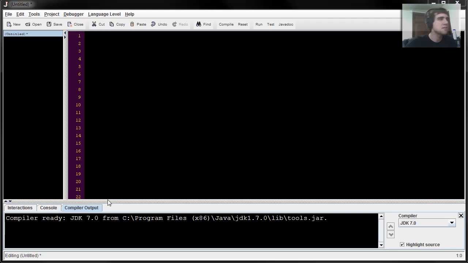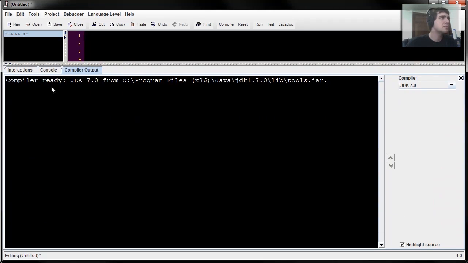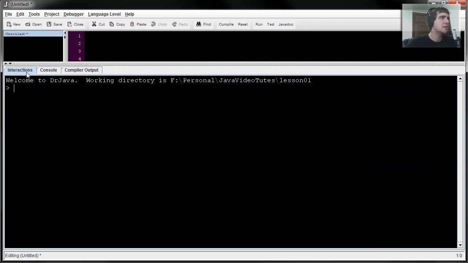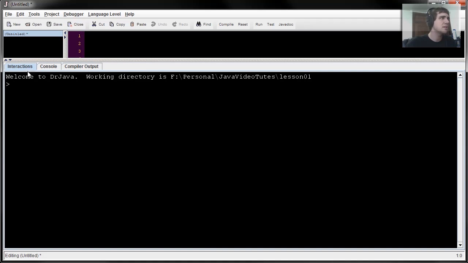And this is going to be a relatively short lesson, and one of the reasons it'll be short is because it will be all in the interactions window. So if you want to follow along, just pull this way up and click on the interactions tab. And we'll just do some simple math operations in Java.